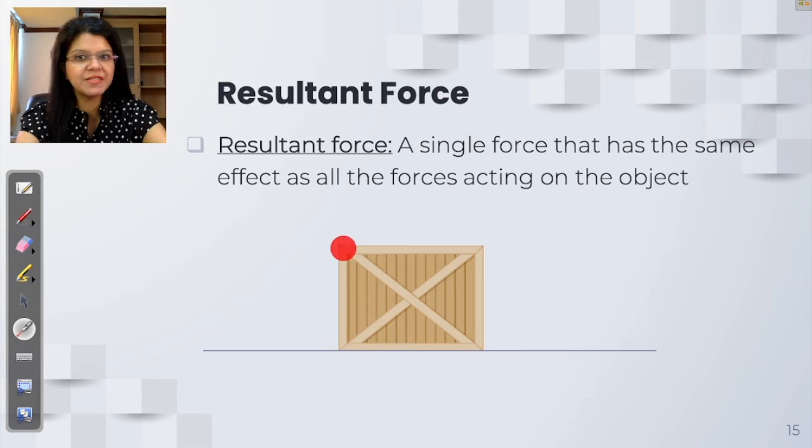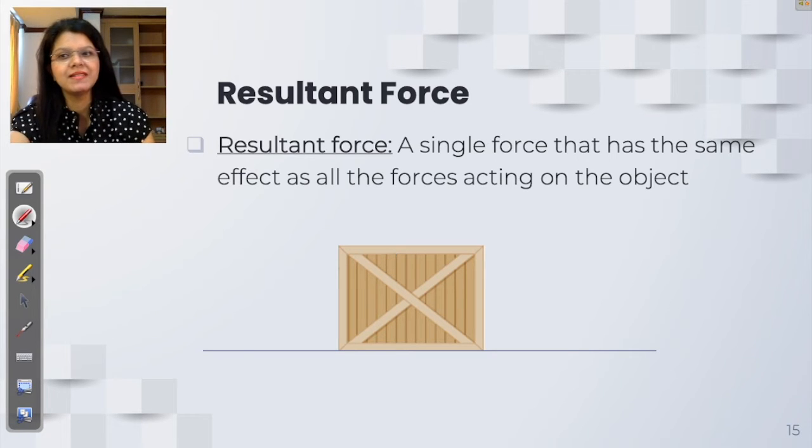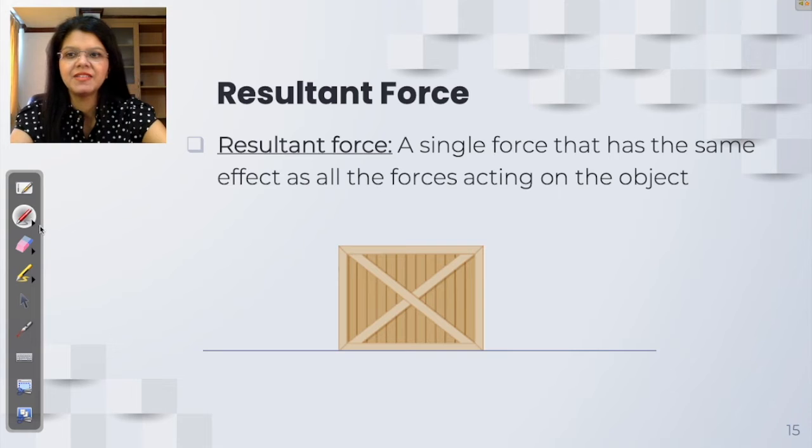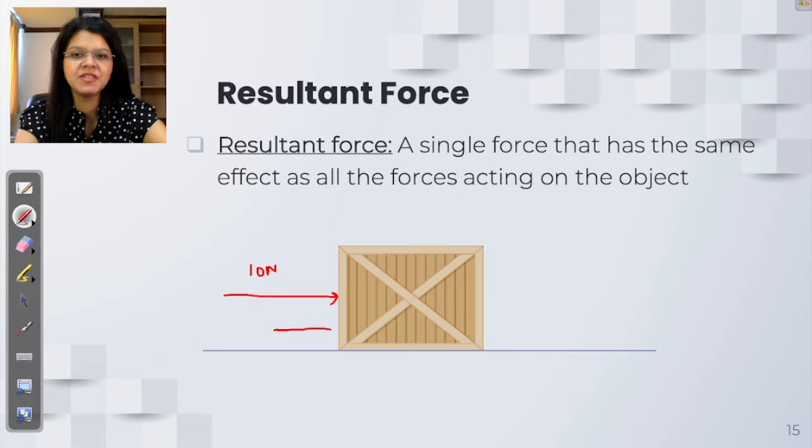What is the object that you see here? You see a box which is lying on the floor, right? So let us apply some forces on this object. Say that you're applying one force like this, which is say 10 newtons, and another force also in the same direction, say this is 5 newtons.